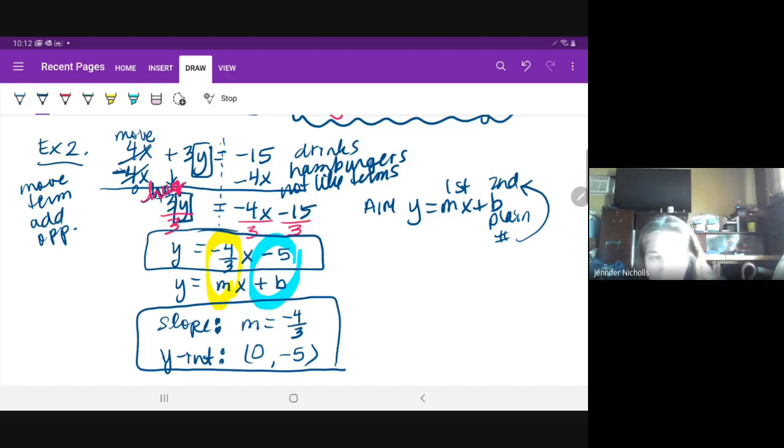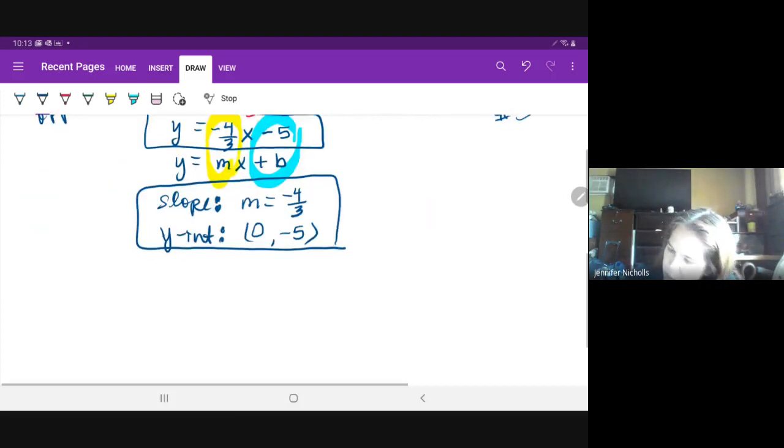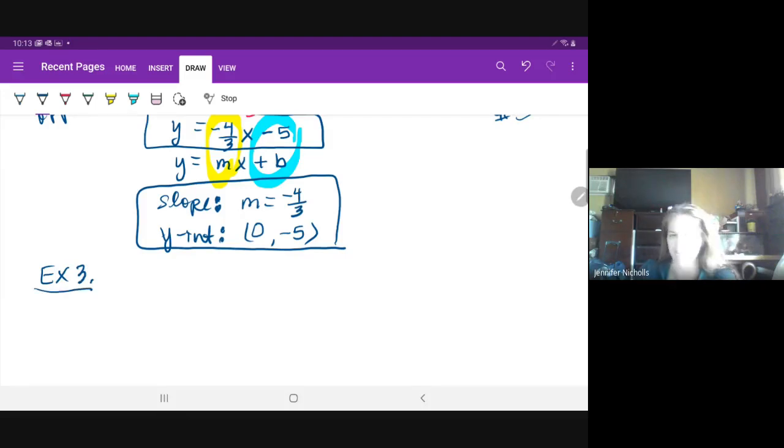Okay, so we have one more of these examples. They're pretty long. You might need a new page. Okay, so my last example for this session, and then we're going to start homework.